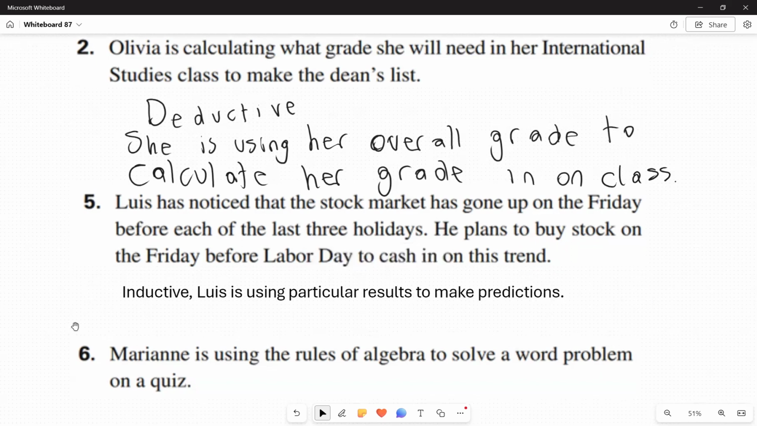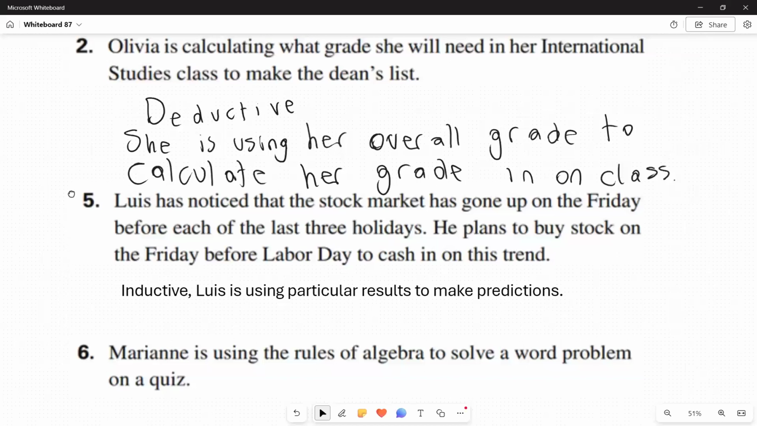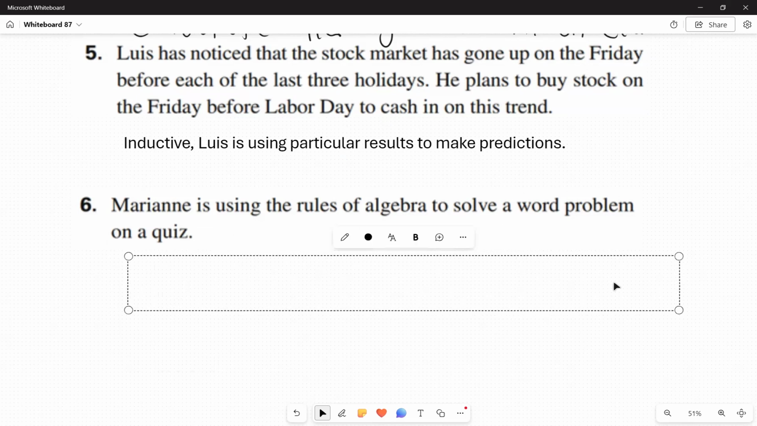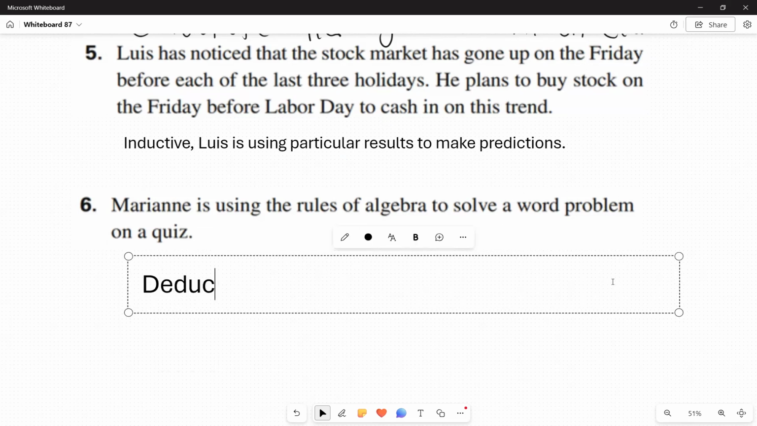And situation number 6. Marianne is using the rules of algebra to solve a word problem on a quiz. This is deductive because the rules of algebra work in general. And she's using those rules to solve a specific problem.